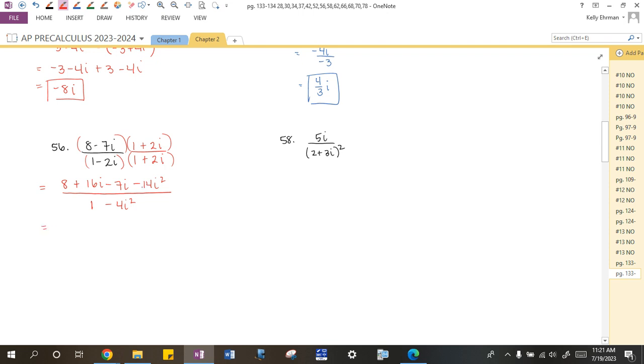In the denominator, we have conjugates, so we're just doing 1 times 1, and negative 2i times negative 2i. In the numerator, negative 14i squared is really plus 14. So 8 plus 14 is 22. 16i minus 7i is minus 9i. The denominator is really 1 plus 4. It should always be addition, because conjugates are always going to be 1 minus something squared, which for i squared is going to always turn into 1 plus whatever. And then making it officially standard form, we split it up: 22 over 5 minus 9/5 i.